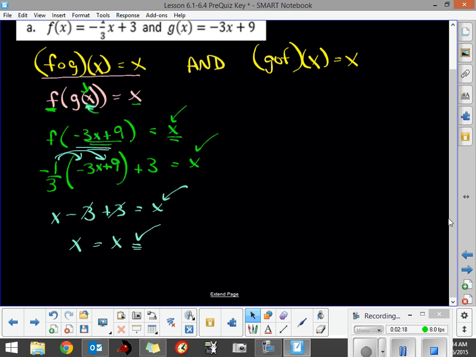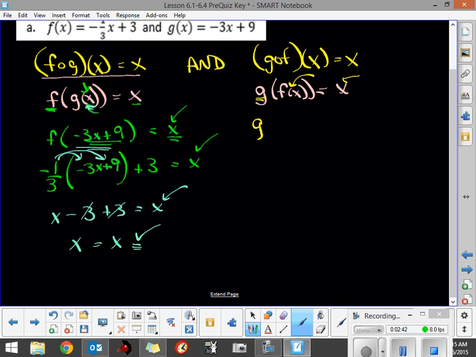Now that's the first prong of that test. The second prong is you have to do g of f at x. What we want to verify is that g will undo whatever f does to x. So again, our explanation is no matter what we put into function f, that's going to give us an output. g is going to take that output and bring us right back to the initial input that we had, x. So here's what it forces us to do.